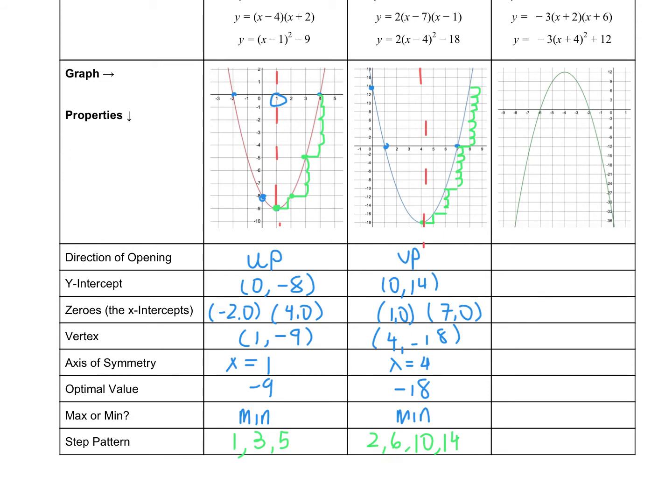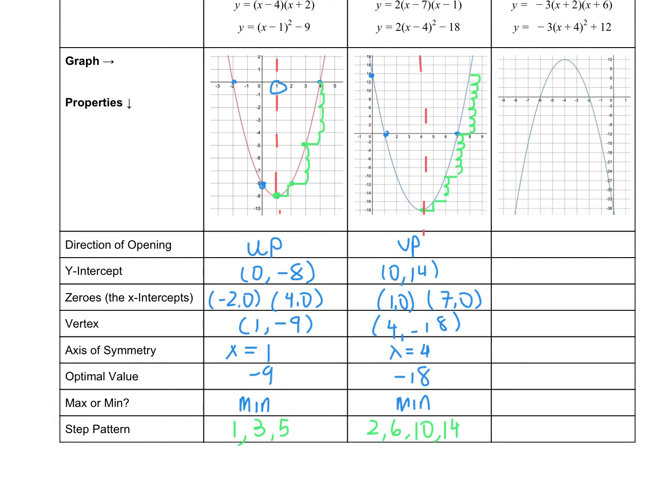Okay, so for the second parabola, I filled in the information. Our parabola opens up. Our y-intercept is at 14. Our zeros are 1 and 7. The vertex is 4, comma, negative 18. The axis of symmetry, I hope you wrote it as an equation, x equals 4 for that line. It is a minimum of negative 18.